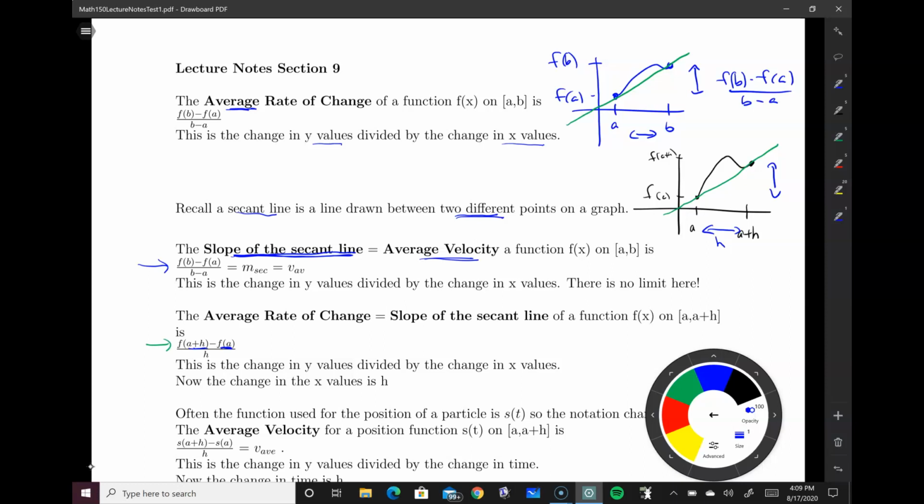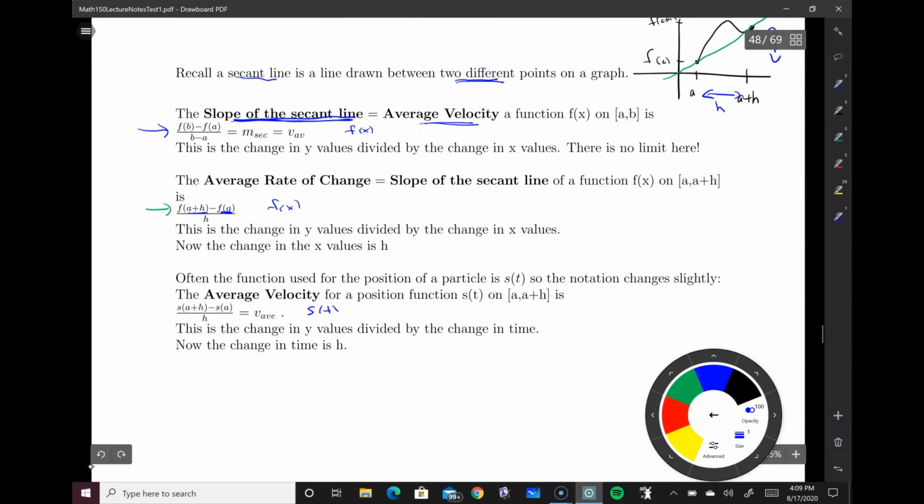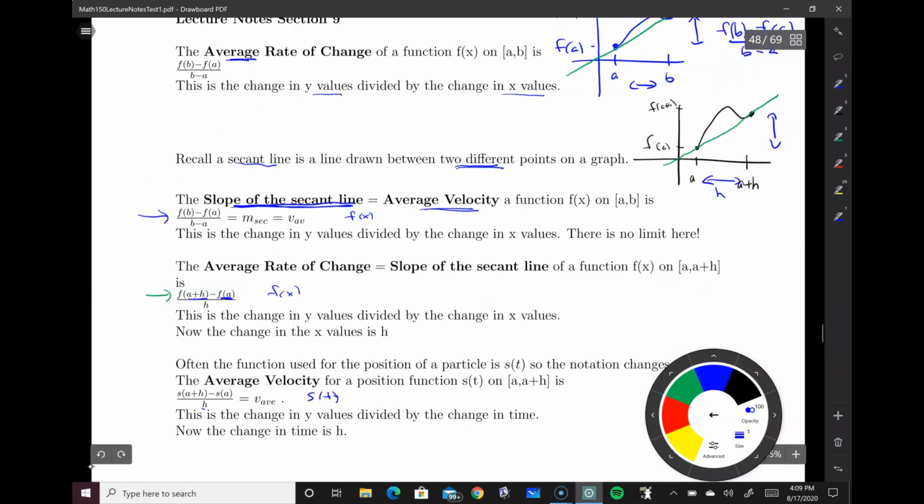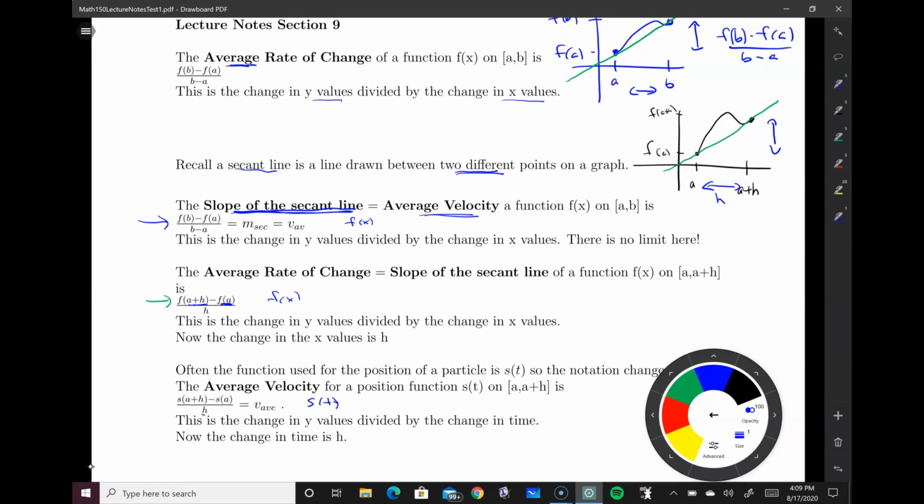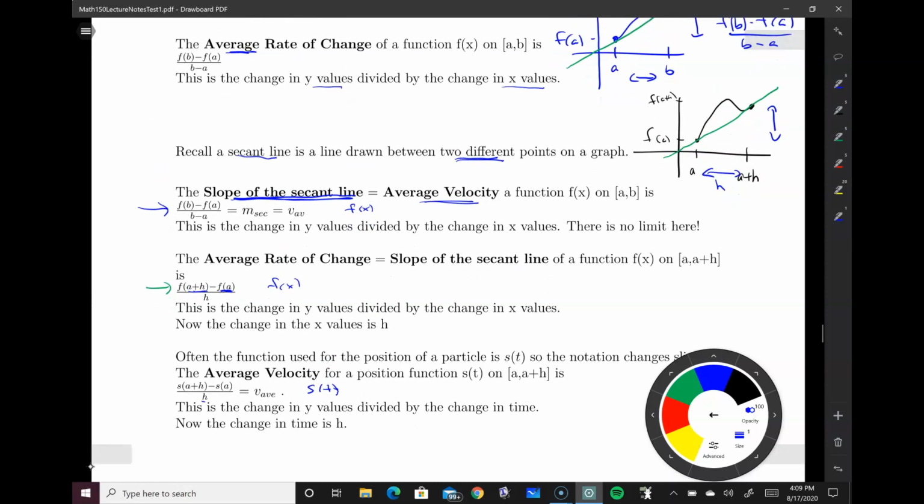Both of these are using the function f of x. Here, we're using s, and lots of times we use s of t because we're talking about a position at a given time t. Again, this is just the difference h. So just a little bit of notation, not necessary to get overwhelmed. These all mean the same thing.